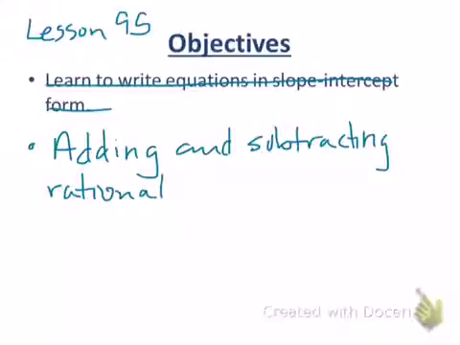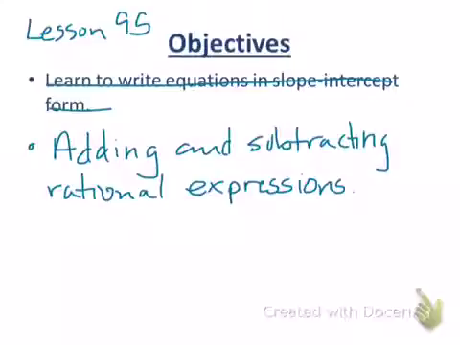Rational expressions are fractions that have variables, or variable expressions, in the denominator. So what we're doing here is adding and subtracting algebraic fractions. A little bit more complicated than what we did back in lesson 90, but lesson 90 was also adding and subtracting rational expressions. Problems 1 and 2 from last night's homework are what we're doing more of today, from lesson 90. But these are going to be a little bit more involved. Adding and subtracting rational expressions, algebraic fractions.